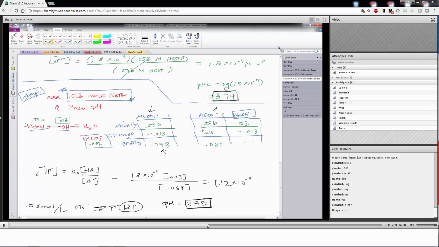But if you're doing something that's got a change in it, like adding sodium hydroxide or adding a strong acid, using this, they call it the ICE table, because you have the initial conditions, the change in conditions, the end conditions, ICE. That'll help you track what's going on.